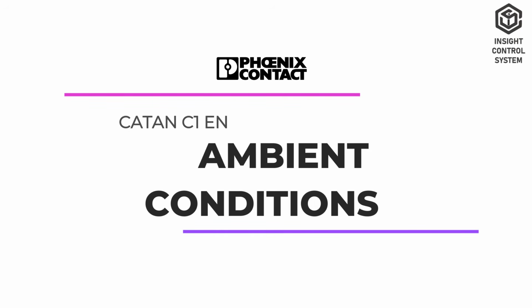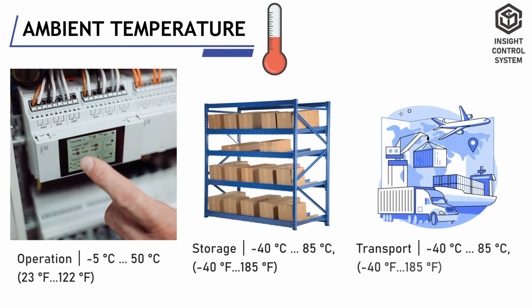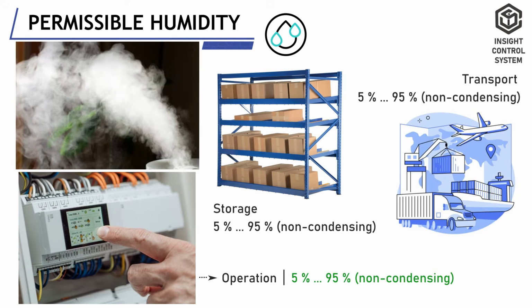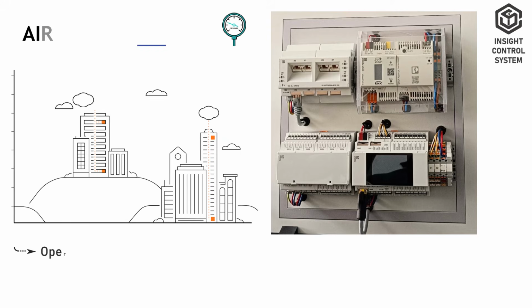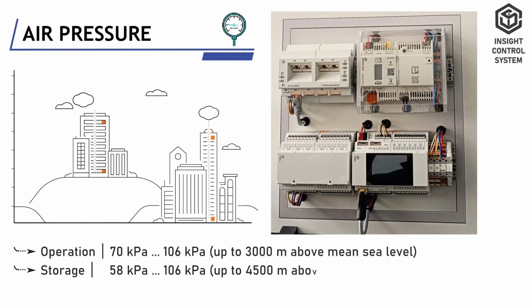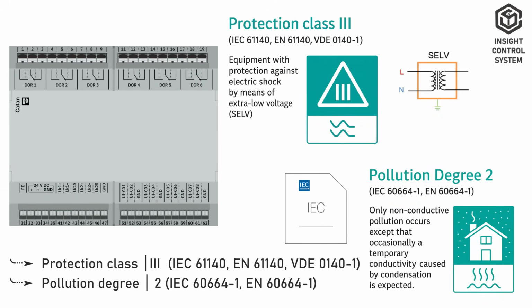Ambient conditions. Ambient temperature during operation is -5 to 50 degrees Celsius. Ambient temperature for storage and transport is -40 to 85 degrees Celsius. Humidity in operation, storage and transport is 5 to 95%, non-condensing. Air pressure during operation is 70 to 106 kPa. Air pressure during storage and transport is 58 to 106 kPa. Protection class is 3. Pollution degree is 2.